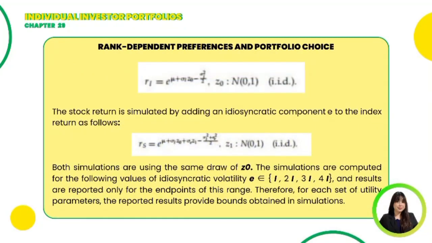The stock return is simulated by adding an idiosyncratic component E to the index return as follows. Both simulations are using the same draw-off. The simulations are computed for the following values of idiosyncratic volatility. End results are reported only for the endpoints of this range. Therefore, for each set of utility parameters, the reported results provide bounds obtained in simulation.